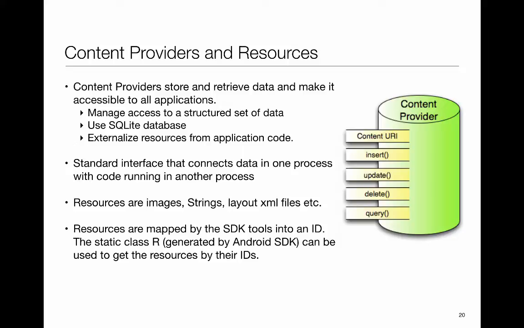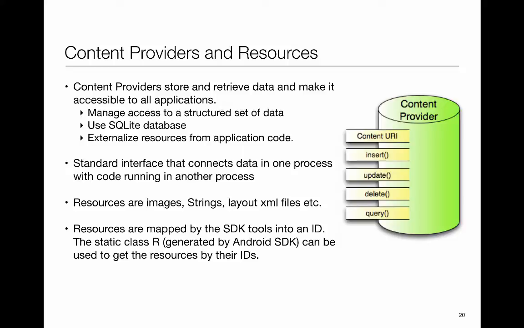The third application component is called content providers. A content provider is like a lightweight database for you to store and retrieve data from the application. It is able to manage access to a structured set of data because it uses SQLite as a backend database. You can also manage external resources from application code. You can perform SQL-style operations like insert, update, delete, and query on top of the content provider. It is the standard interface that can connect data in one process with code running in another process.